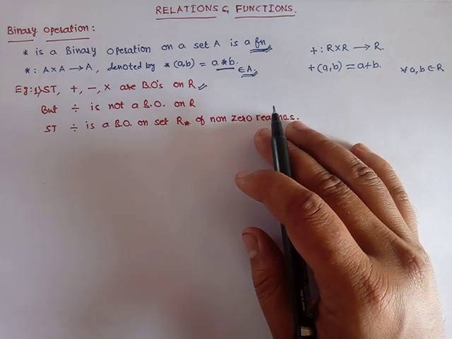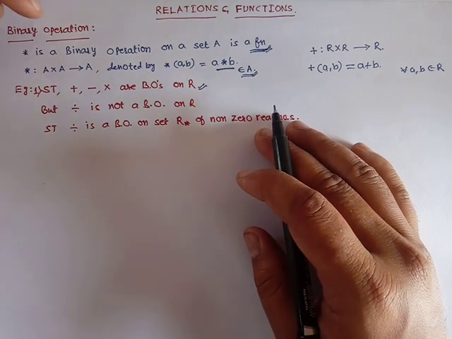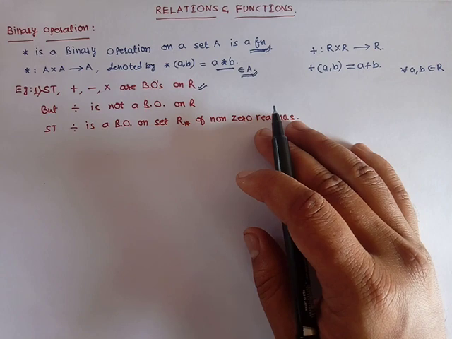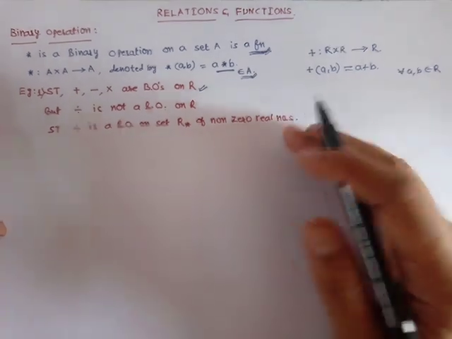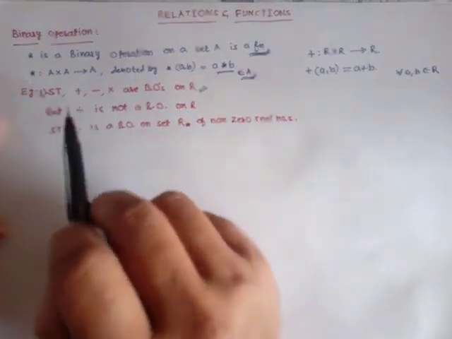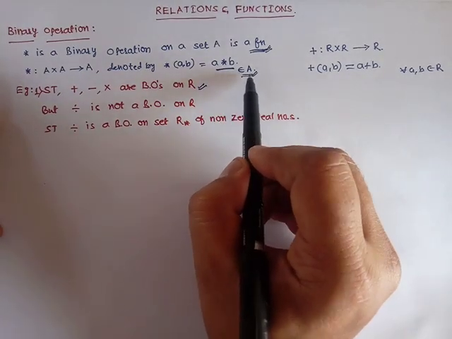Now, coming to binary operation, the word binary means two elements, and operation means applying it on those two elements. We are applying the operation on them such that A star B belongs to A.